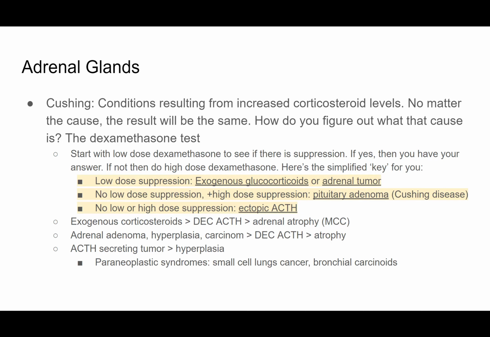And then an ACTH secreting tumor, this falls under the ectopic ACTH. And so this would be because of hyperplasia. This is paraneoplastic syndromes. Remember, they love paraneoplastic syndromes: small cell lung cancers of the lung, and then bronchial carcinoid. So make sure you still remember this. I would forget it. I would have to look at this every single time before we talked about lung stuff.